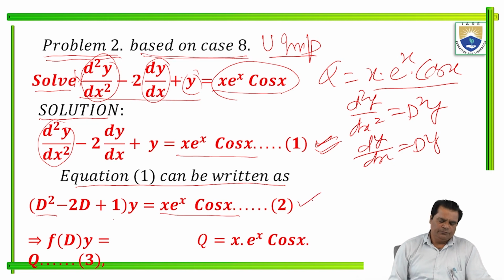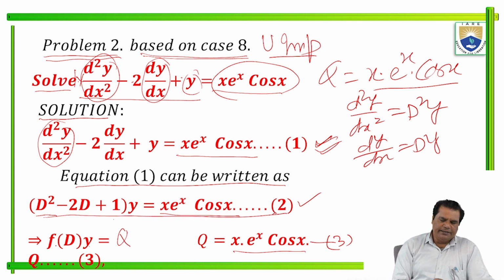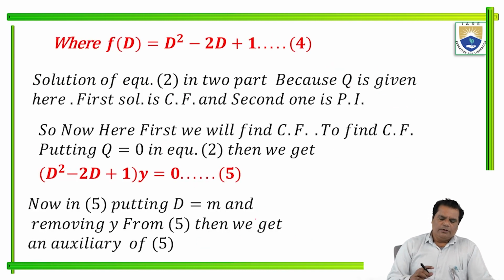This equation is in D form. This equation can also be written as f(D) y is equal to Q, where Q is this. This is equation 3. Our equation 2 can be written in the form f(D), a function of D, into y is equal to Q. So we can write f(D) y is equal to Q, where Q is this. So this is equation 3, where f(D) is d square minus 2d plus 1. This is equation 4.